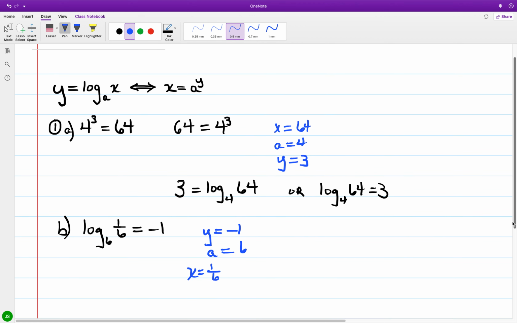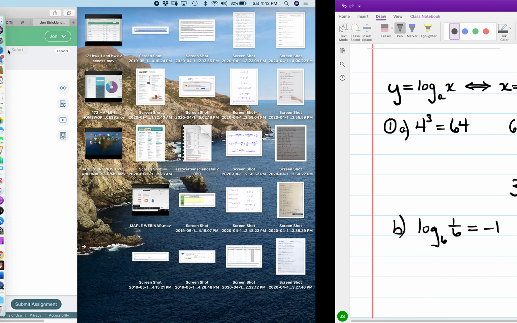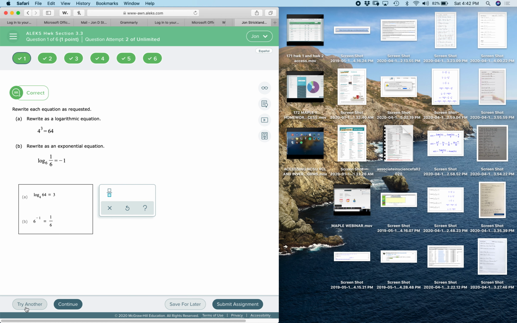If I reconfigure and write in terms of x is equal to a to the y, it follows that 1/6 is equal to a to the y, so 1/6 is equal to 6 to the -1. Or you can also write, by the commutative property of equality, 6 to the -1 is equal to 1/6. So in part B, we got 6 to the -1 is equal to 1/6. Upon checking, the result is correct.